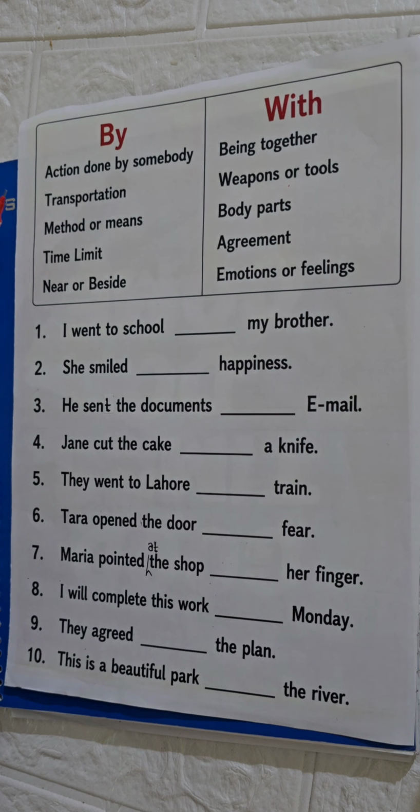Here by shows the person who did the action. For example, the story was written by Susan. The cake was made by my daughter.